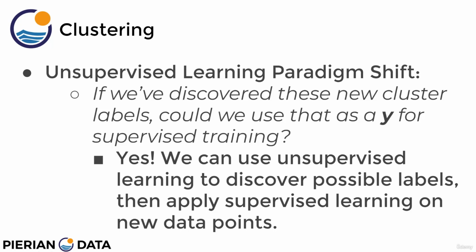Now, another really common question is, hey, if we've discovered these new cluster labels, could we use that as a Y for supervised training? And the answer is yes. In fact, this is actually a very common process for more advanced machine learning methods, where you have unlabeled datasets that only have features, and then you're able to use unsupervised learning to try to discover a reasonable cluster or grouping and treat that as your new Y. And then you set that loose on a supervised learning algorithm and try to go into something like classification. So that's where you're going to use unsupervised learning to discover possible labels, and then later on apply supervised learning on the new data points.